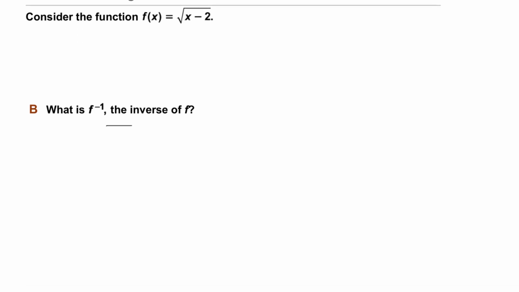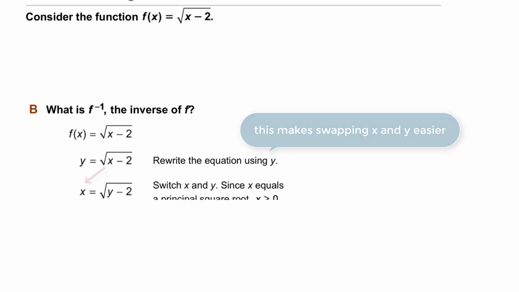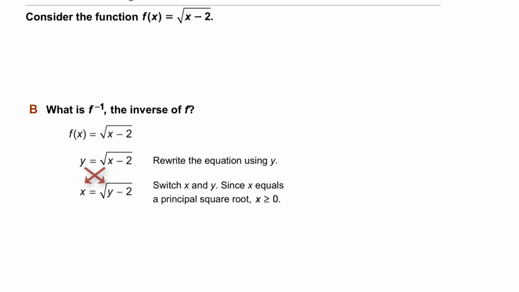Part B. What is f inverse, the inverse of f? We'll start by rewriting the function f of x equals the square root of the difference x minus 2. We'll then rewrite the equation using y rather than function notation and f of x. With y in place, we'll now swap x and y. Since x equals a principal root, x must be greater than or equal to 0. So we now have the equation x equals the square root of y minus 2.